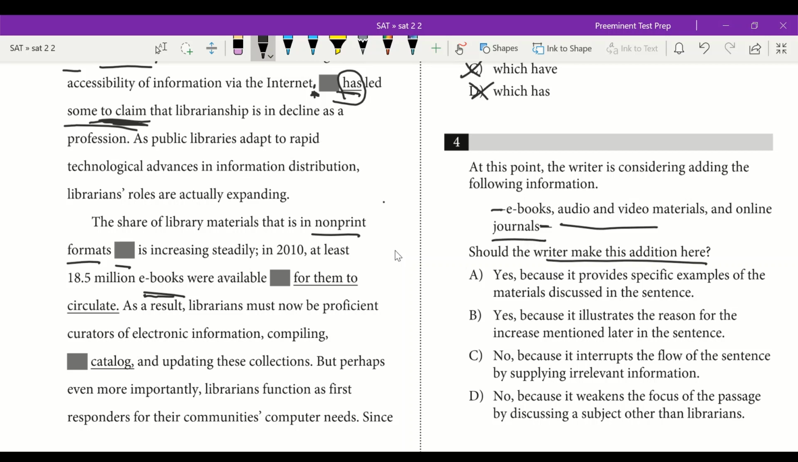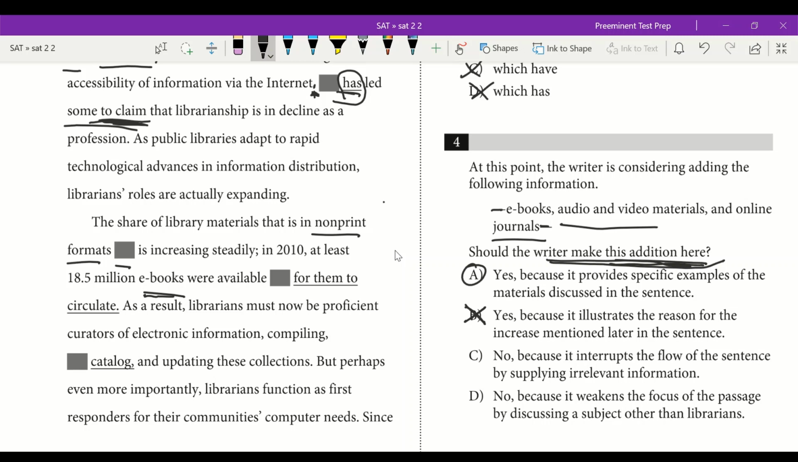So now I'm going to look at my answer choices. Should the writer make this addition here? I would say yes, because it provides examples, right? Which would be A. Yes, because it provides specific examples of the materials discussed in the sentence. And then if we looked at B, yes, because it illustrates the reason for the increase mentioned later in the sentence. Well, no, not really. It doesn't explain the reason for it, and that's really all we need to know.